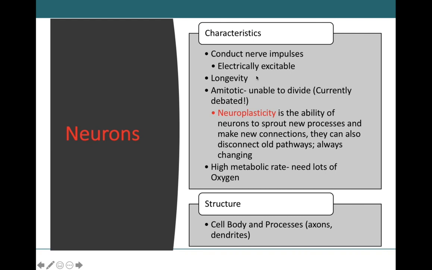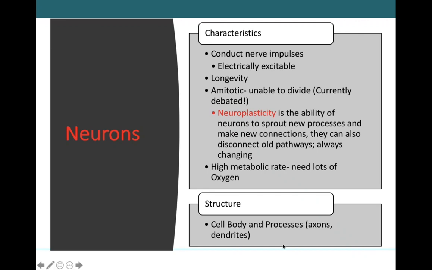Now, longevity just simply means that our neurons are very, very long. Neurons can be very short, and they can have a very short axon that reaches from one location to another. But certain neurons that can be found in the large toe actually reach their axons all the way up to the brain. So neurons can be up to 6 feet. And that's what we mean when we say longevity. Neurons are very, very long cells because their axons need to be long in order to reach faraway places. So these are the major characteristics and the structures of the neurons.